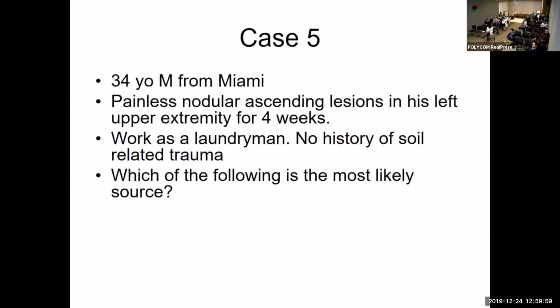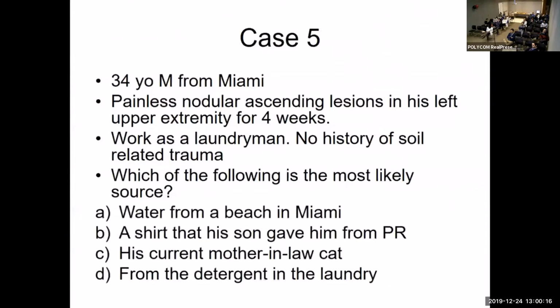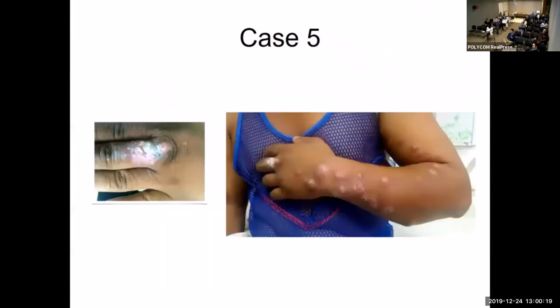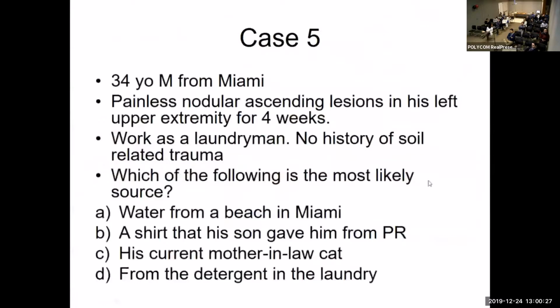It's a 34-year-old male from Miami. He comes with painless nodular ascending lesions in his left upper extremity for 4 weeks. He works as a laundryman. No history of soil-related trauma, no vegetation exposure. Which of the following is the most likely source? Let me just show you the pictures first. He told you that initially he came with this ulcer, and after that he developed these lymphocutaneous lesions. So what's the most likely diagnosis?